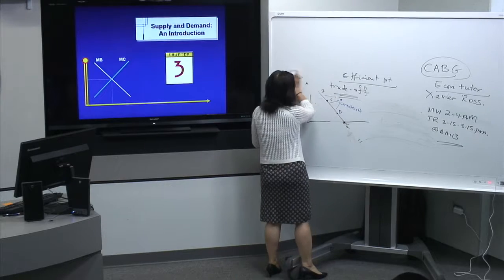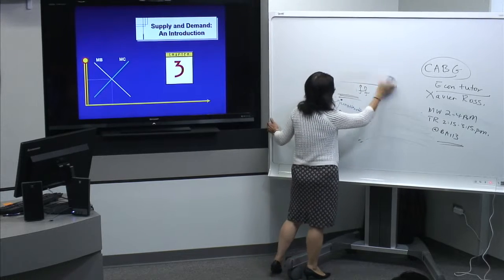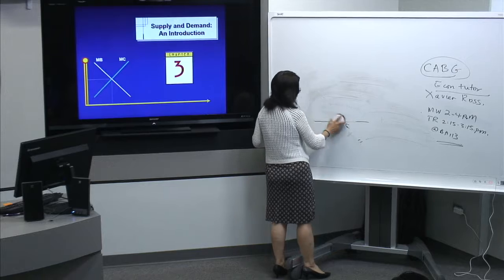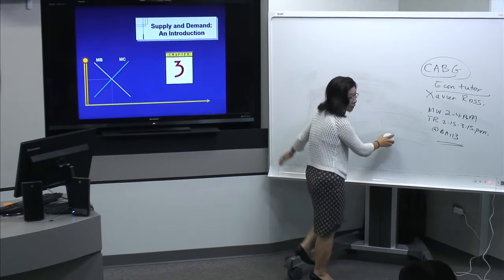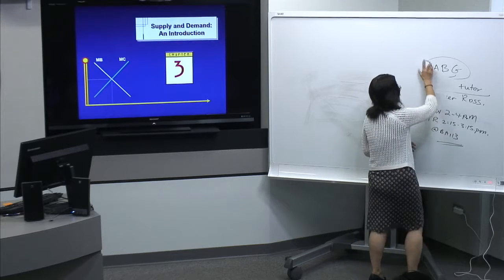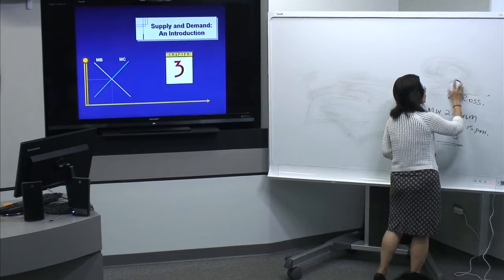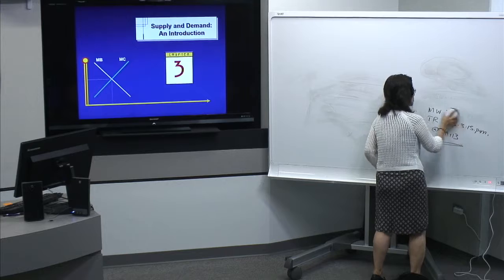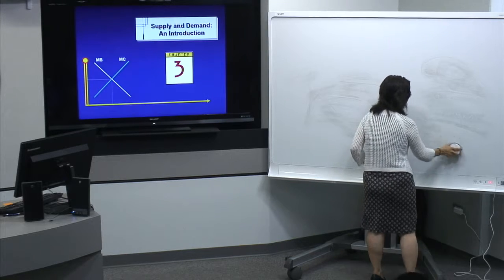So what's demand and supply? You heard about it. One is the input and the other one is the output. One is the input, the other one is the output. Okay, which one is input, which one is output? Supply.